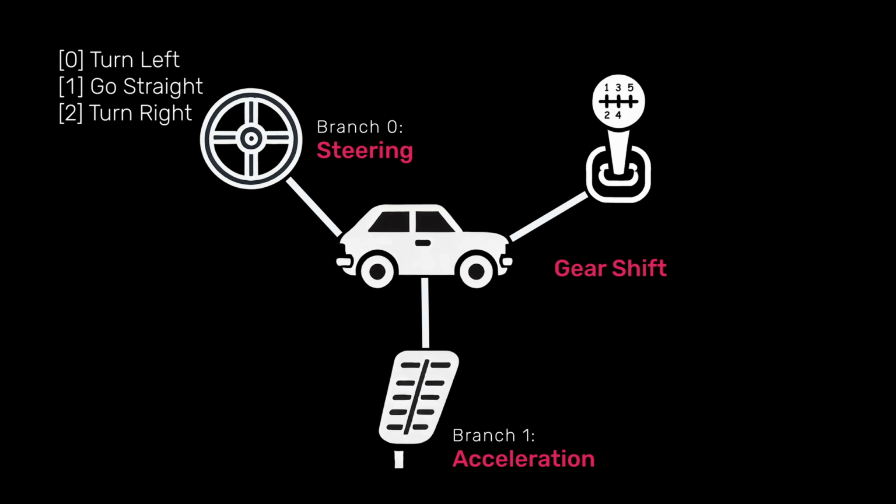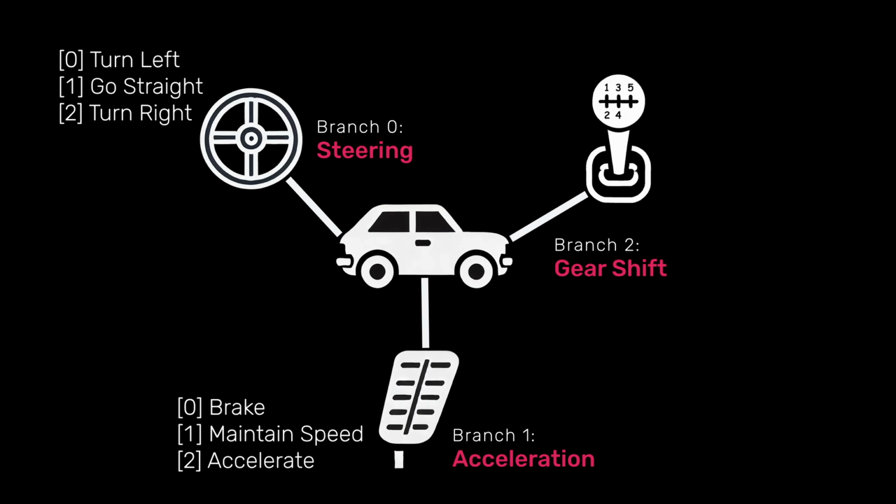Next, we have the acceleration branch. This would allow the car to adjust its speed with actions for braking, maintaining speed, or accelerating. Finally, we have the gear shift branch. This would let the car change gears with actions for shifting up, shifting down, or maintaining the current gear. Since these are independent decisions, using discrete branches allows the policy to control all 3 aspects of driving simultaneously, rather than forcing it to choose just one action at a time.